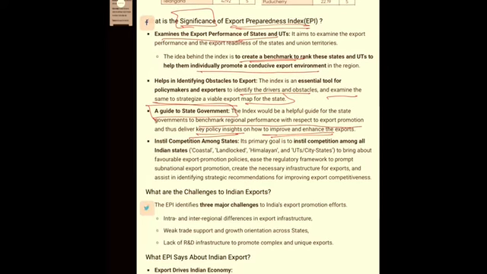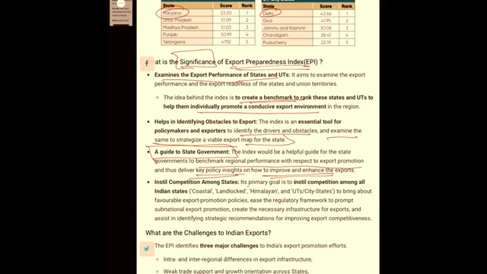Instill competition among states. Its primary goal is to instill competition among all Indian states, coastal, landlocked, Himalayan, and UTs and city states, to bring about favorable export promotion policies, ease the regulatory framework to prompt subnational export promotion, create a necessary infrastructure for exports, and assist in identifying strategic recommendations for improving export competitiveness.